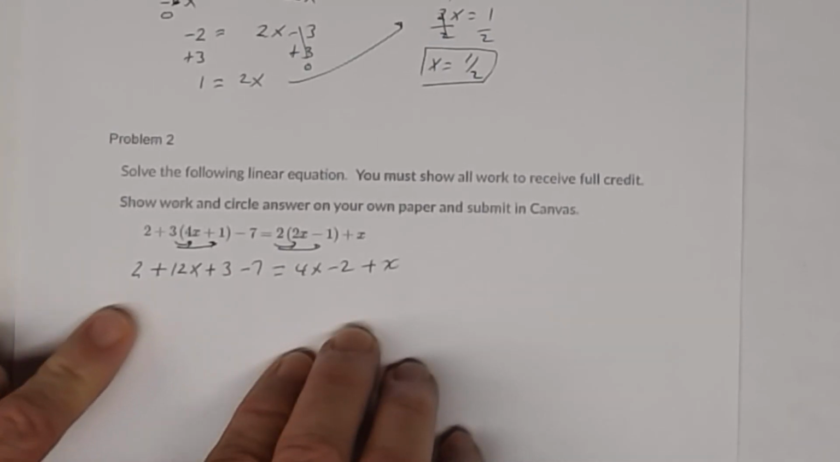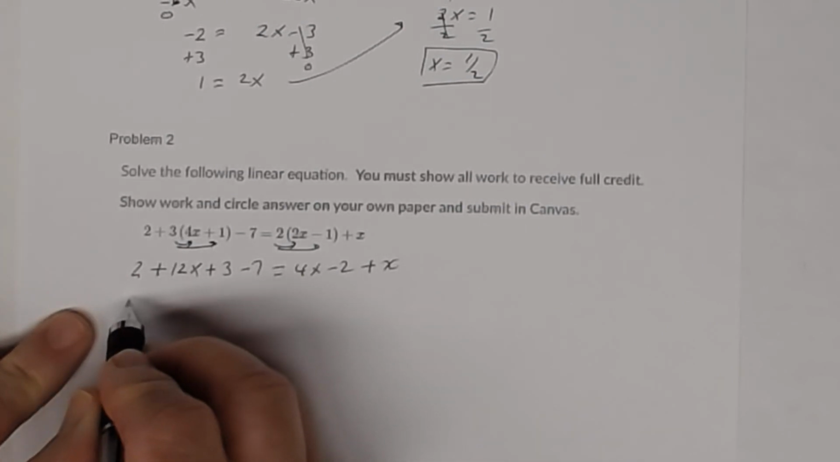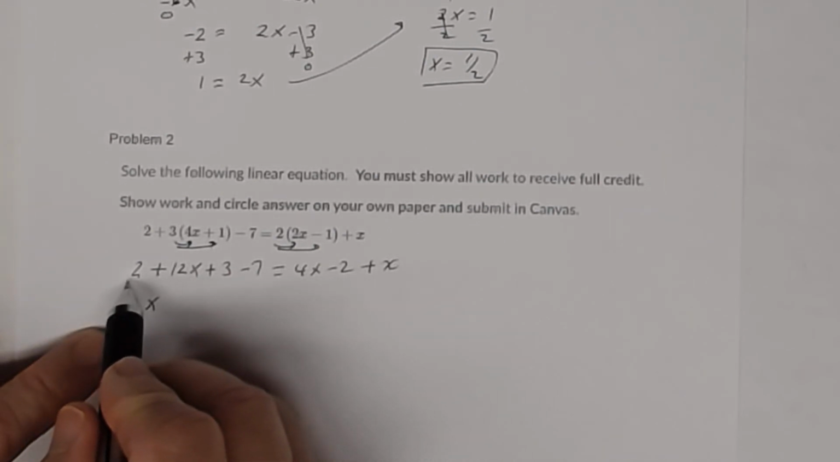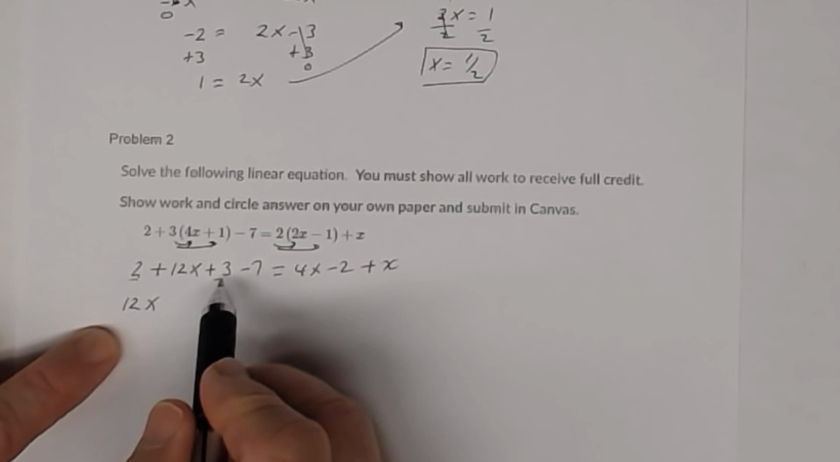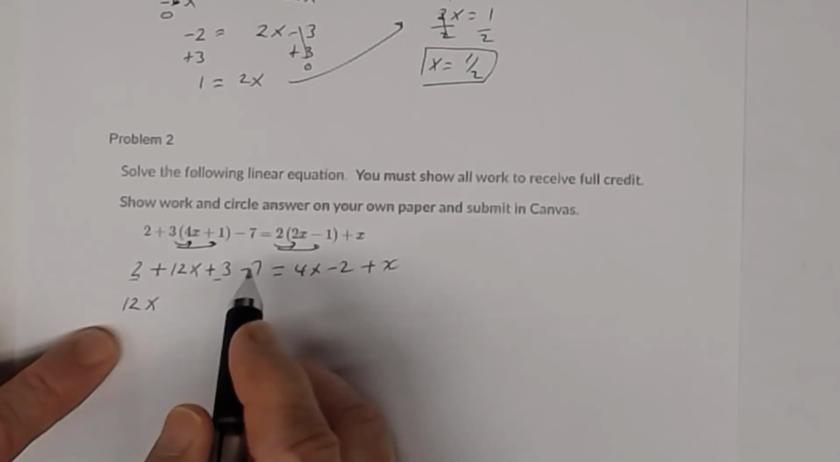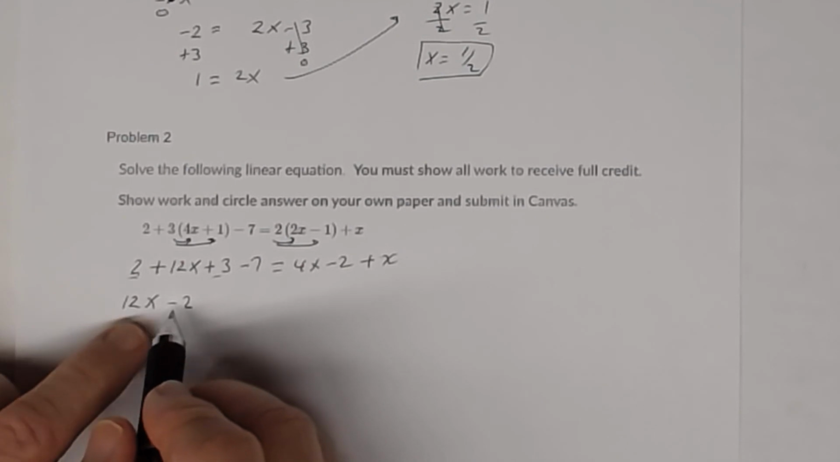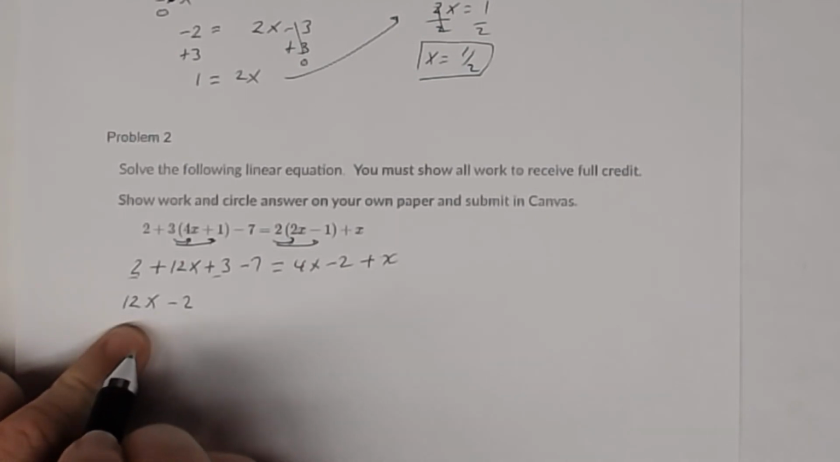And then just like we did in number one, at this point, the next step is to combine like terms on both sides. So there's only one term with x here, so I'm just going to rewrite the x term, so that's 12x. But I can combine 2 and positive 3 is 5, right? And then 5 and a negative 7 is a negative 2. So this left side, when I combine like terms, becomes the expression 12x minus 2.